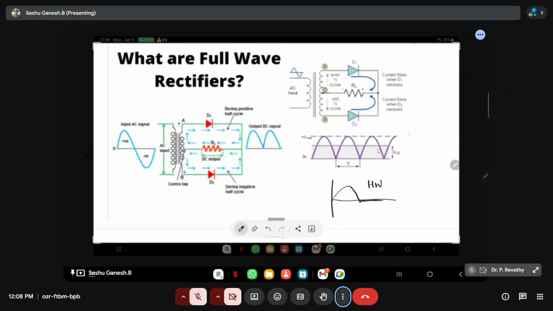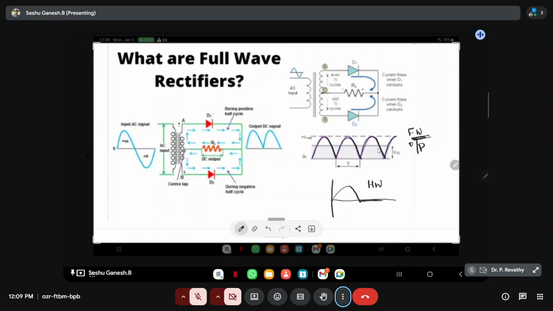In a full wave rectification we can see here this is a full wave rectifier output. You can see here both during the positive half cycle and the negative half cycle we are getting the output waveform. That is we are going to get more voltage. Okay, that is we are going to get a higher DC value. The DC output voltage will be high in a full wave rectification. How is it possible?